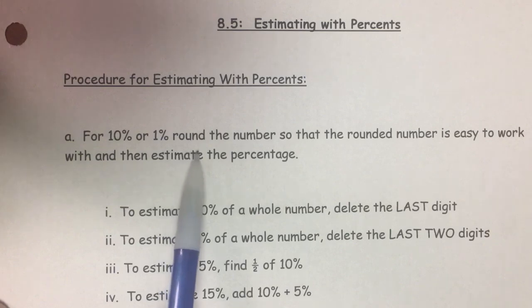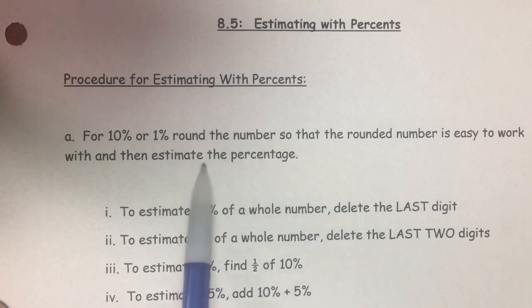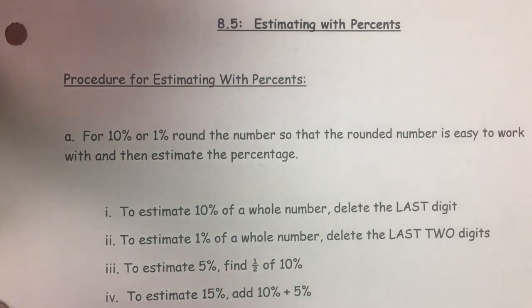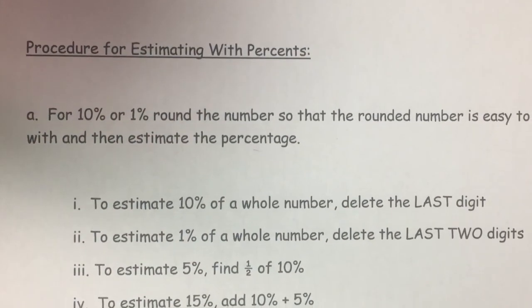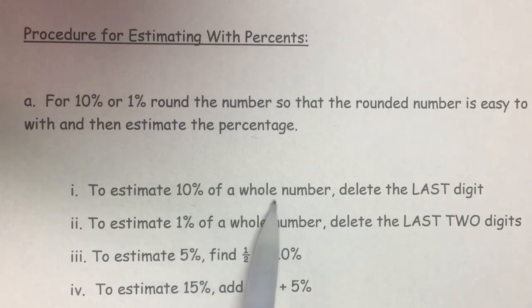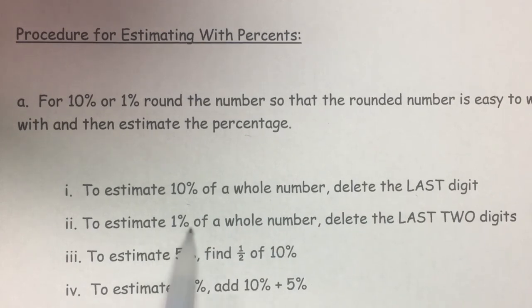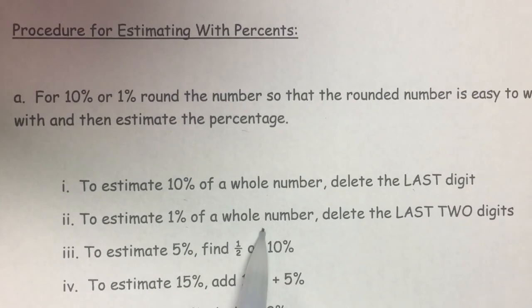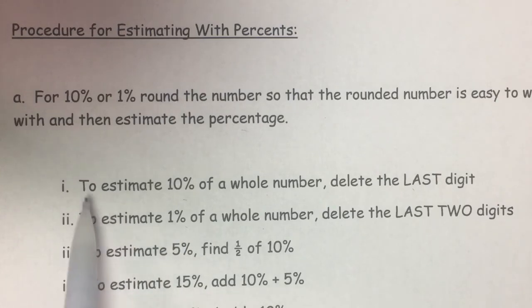So for 10% or 1%, round the number so that the rounded number is easy to work with, and then estimate the percentages. So the first thing you'll do is round your number, and they'll tell you what to round it to. Here it just says, so it's easy to work with. In other words, you can do the work in your head. That's the whole point of estimating. So if I want to estimate 10% of a number, all I do is delete the last digit. And you'll see examples in just a minute. If I want to estimate 1% of a whole number, all you do is delete the last 2 digits. So those are the 2 biggies.